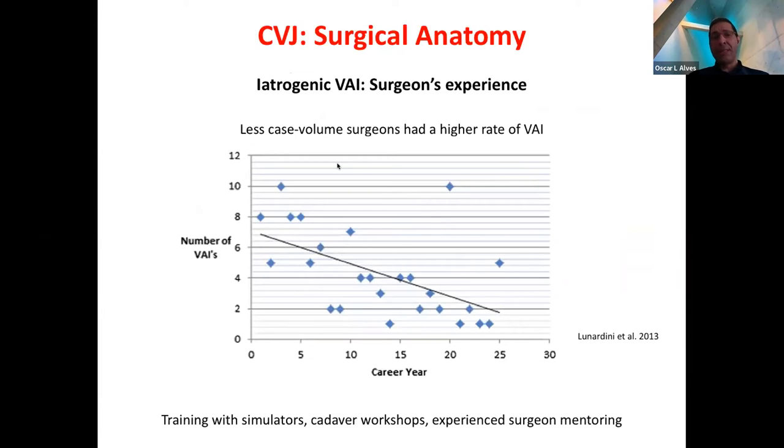Of course, lower case volume surgeons will have high rates of vertebral artery injury. So that's why training with simulators, cadaver workshops, the lectures that we are doing here, and finding experienced surgeons and mentors is very important to increase your expertise.